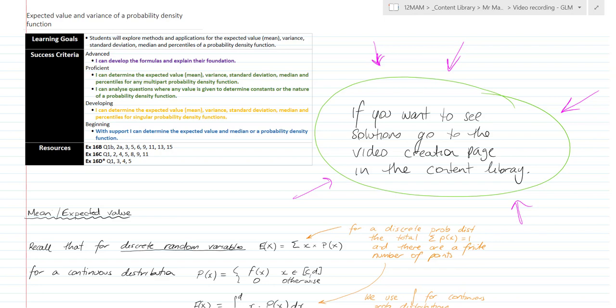There are going to be a few videos for this particular section, and we're working on 16B, 16C, 16D from our Cambridge textbook, and there are our learning goals and success criteria for this section. So let's talk about mean and expected values.